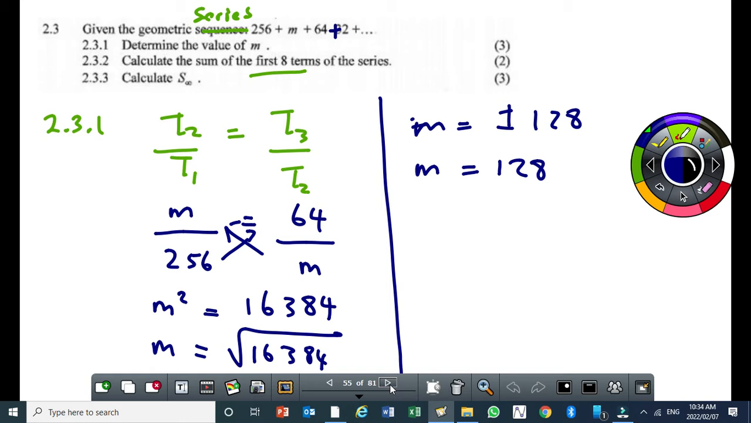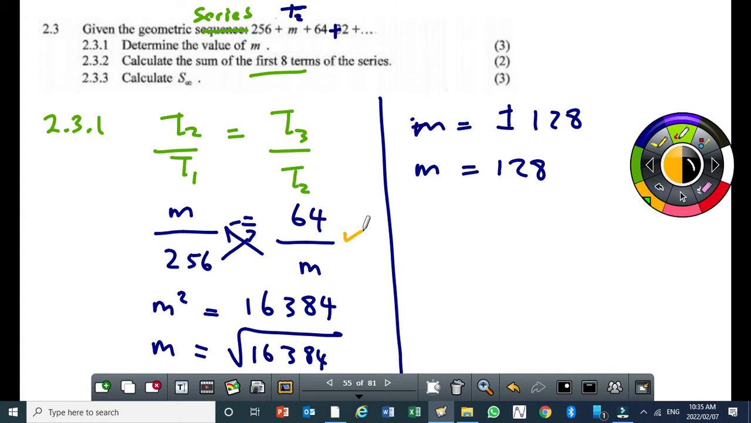Now m is the second term, so m is T2. In order for us to calculate the value of m, we use the fact that T2 over T1 is equal to a common ratio, and that common ratio is also equal to T3 over T2. So our T2 is m, T1 is 256, T3 is 64, and T2 is m. So we create this equation.